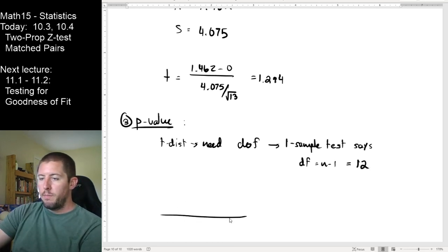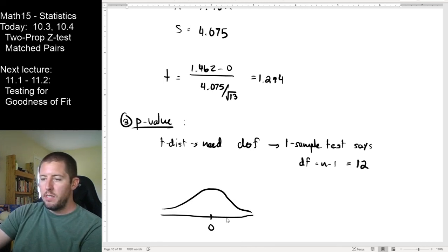We were suspicious that this was going to improve our scores, so this was an upper-tailed test. We thought that the true average difference was going to be 0 according to our null hypothesis. And we saw that there is a t-value of 1.294 right here. So our p-value is all this area out to the right.